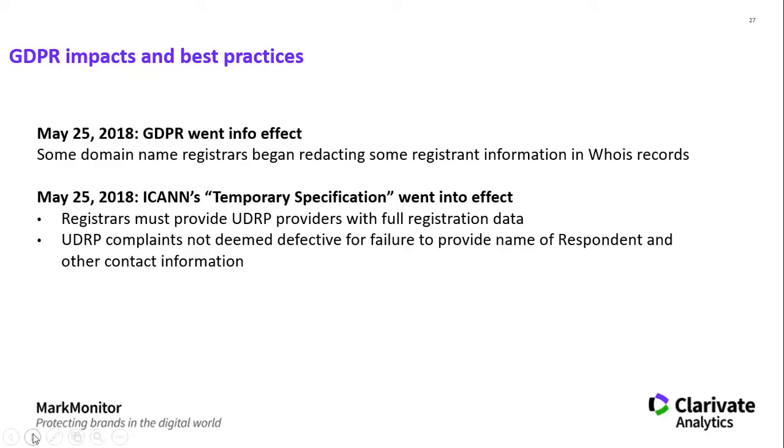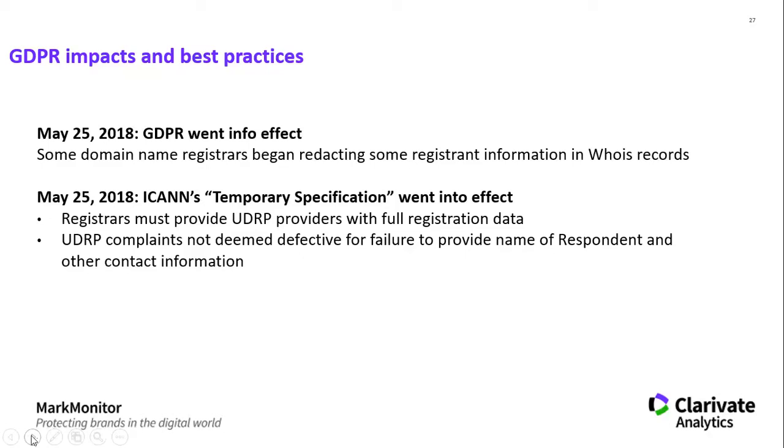So as Brian just mentioned, the GDPR went into effect in May of this year, and as a result, some domain name registrars have begun redacting some registrant information in their WHOIS records. And so if you take a look at WHOIS records these days, many of them look very different, with a lot of missing information, very different than they did earlier this year.